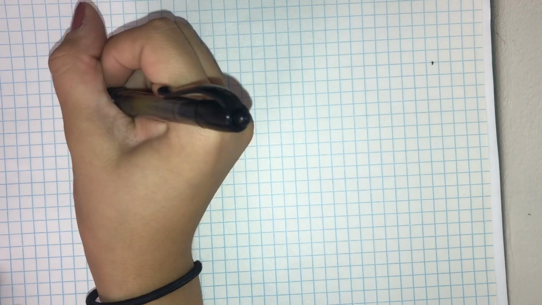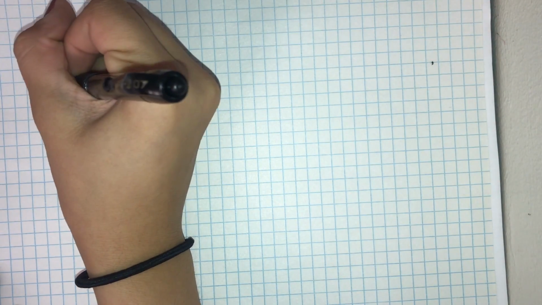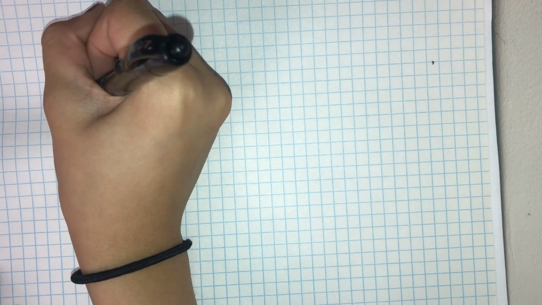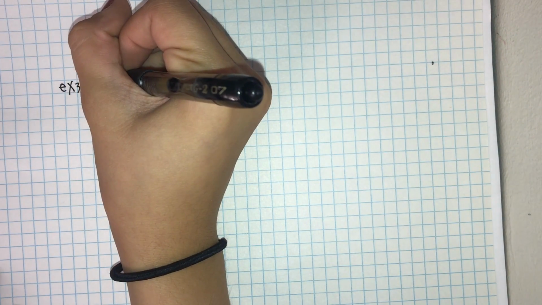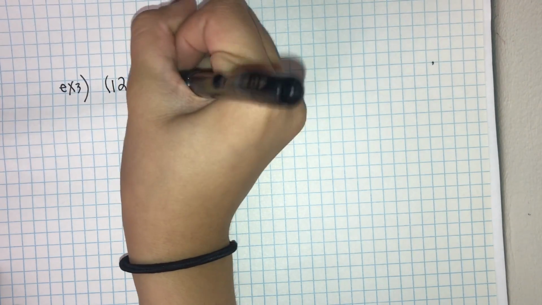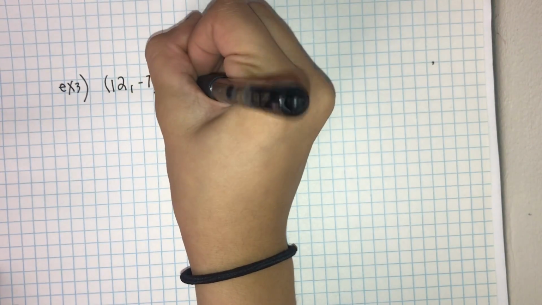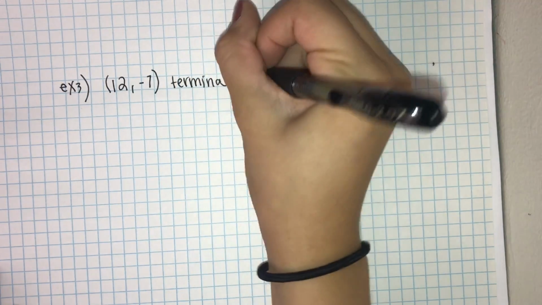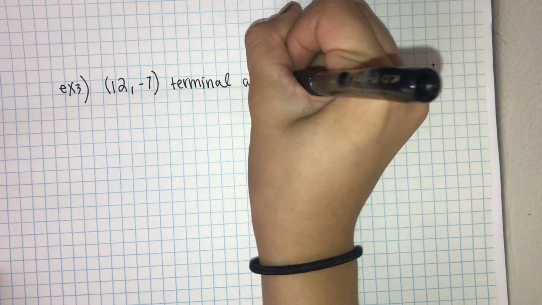Now we're going to do our third and last example. So our terminal side for this one will be at 12, negative 7. And this one isn't much different. They're not really ever that different. The only thing that changes is your terminal side.